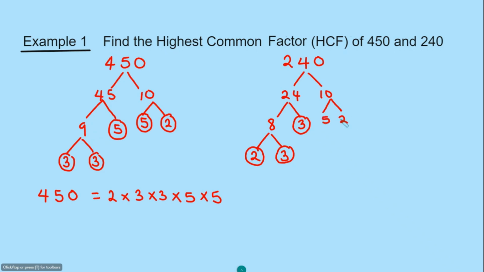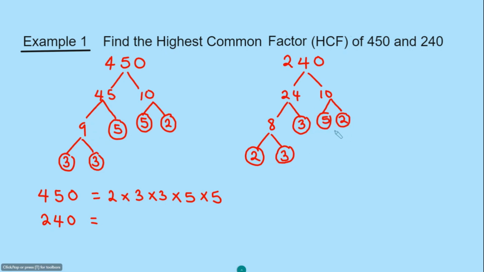Now if you look at this very carefully, these two numbers 5 and 2 both are prime numbers, so I'm going to put them in a circle. Now there's no more number that needs to be split up. So I'm going to write down 240 here to be a product of the prime numbers.